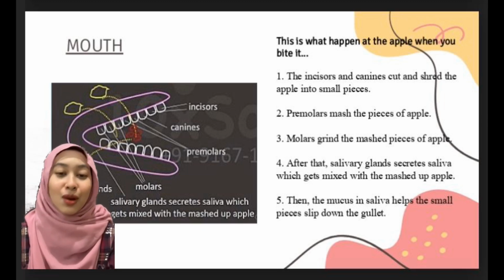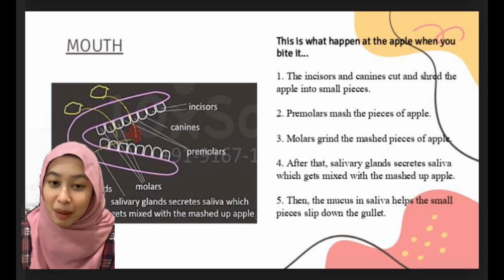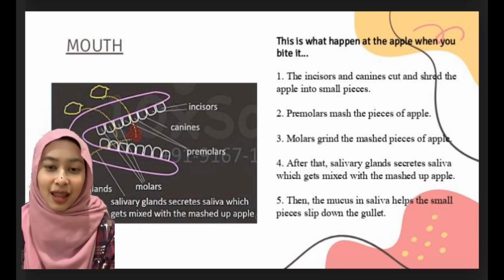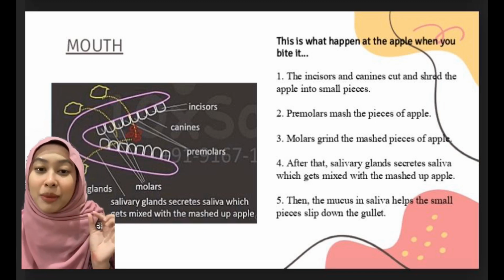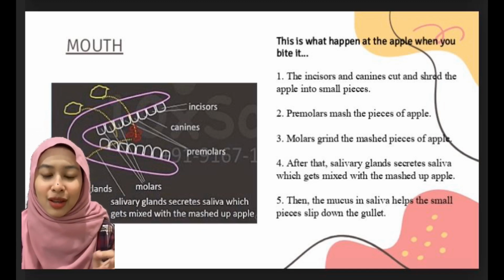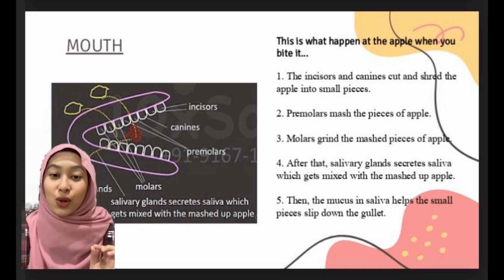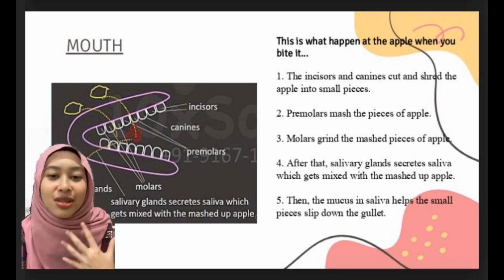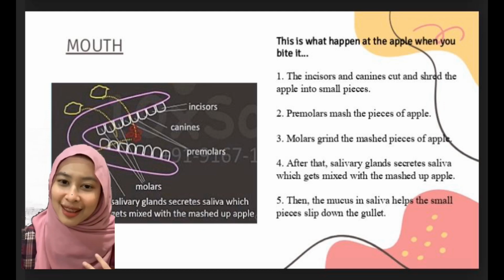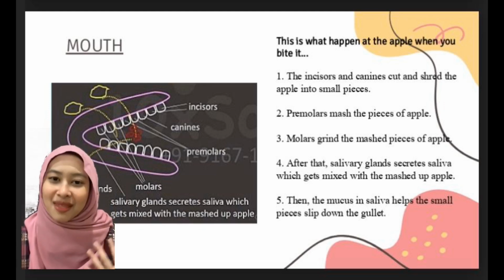Then, what happens to the mashed pieces of apple? The mucus in saliva will help the small pieces of the apple to slip down into the gullet. What is gullet? Gullet is our esophagus. Esophagus is our gullet. It's just the same thing actually.